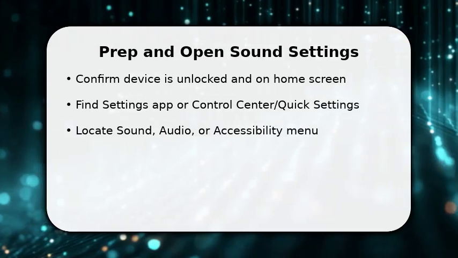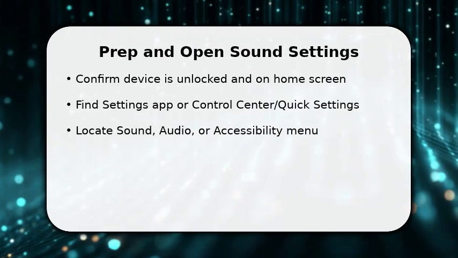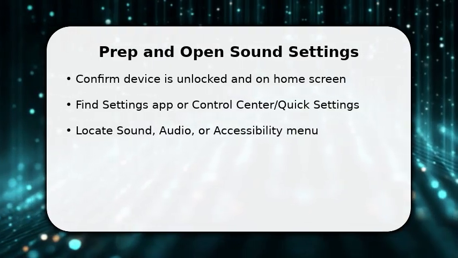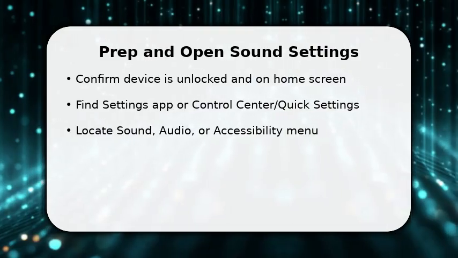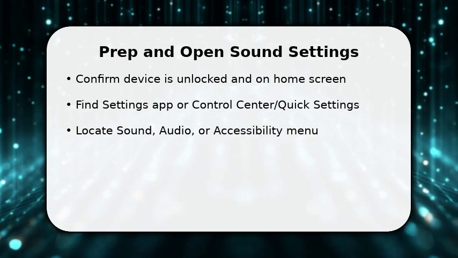If available, tap Accessibility for alternative audio controls. Make sure Bluetooth earbuds are disconnected so internal volume changes apply to the device. Once done, you'll be ready to reduce volume using sliders, presets, or accessibility toggles instead of the hardware button.